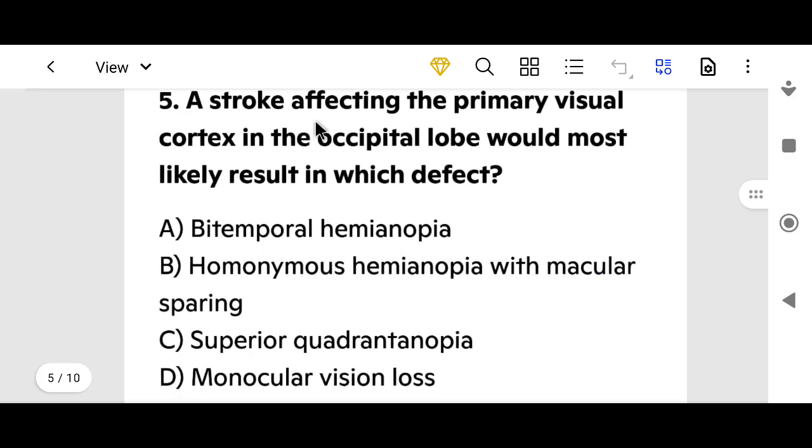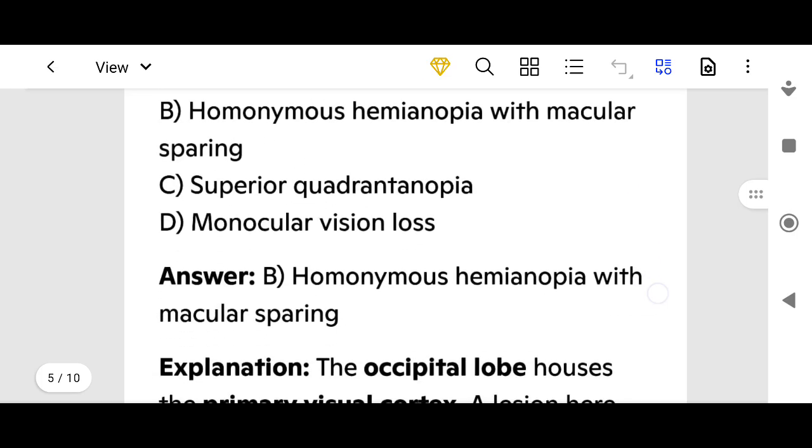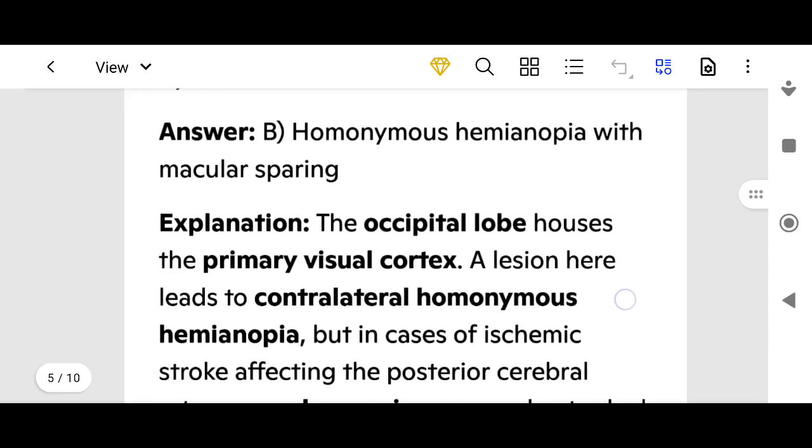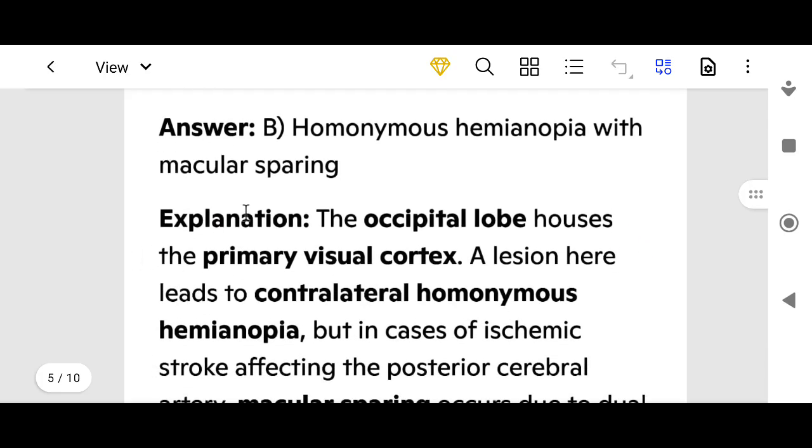A stroke affecting the primary visual cortex in the occipital lobe would most likely result in which visual defect? What is your answer? Answer is option B, that is homonymous hemianopia with macular sparing.